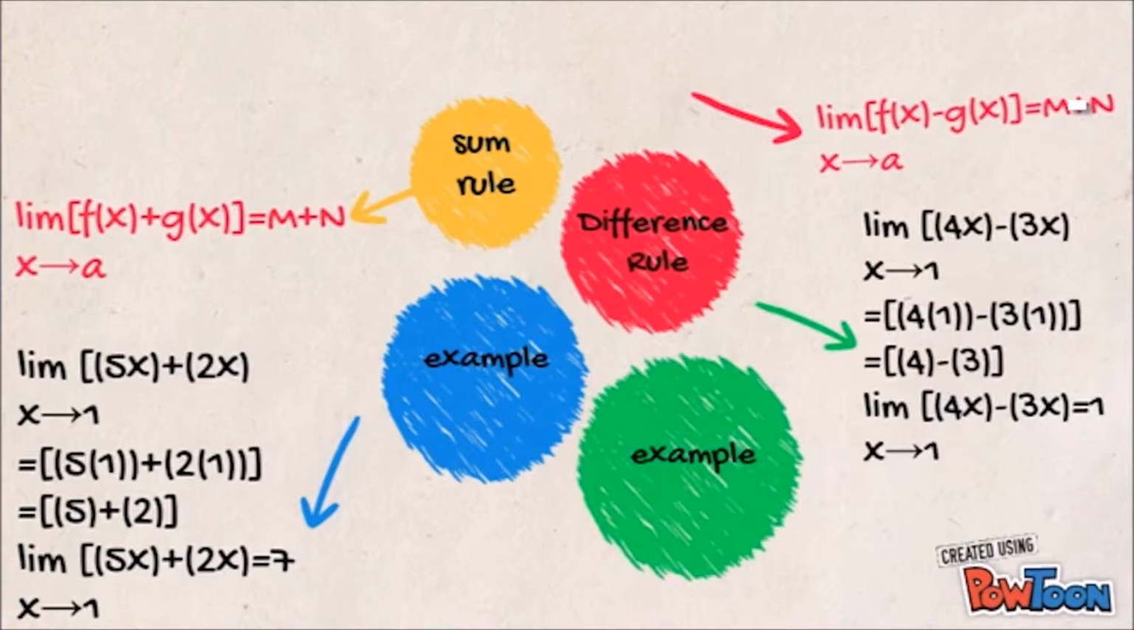Same goes for the difference rule. It has a limit of f of x minus g of x as x approaches a equal to m minus n. For the example, we just have to substitute again, and now we have the limit of 4x minus 3x as x approaches 1 equal to 1.